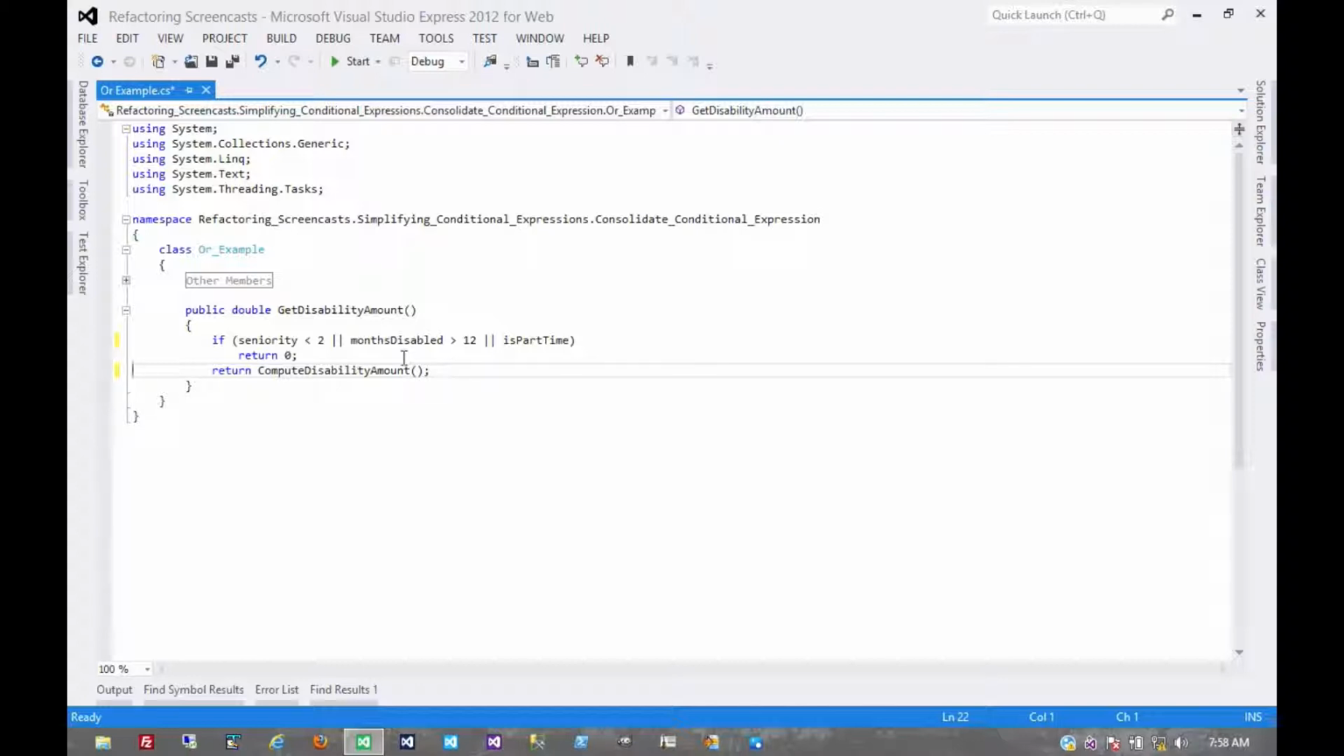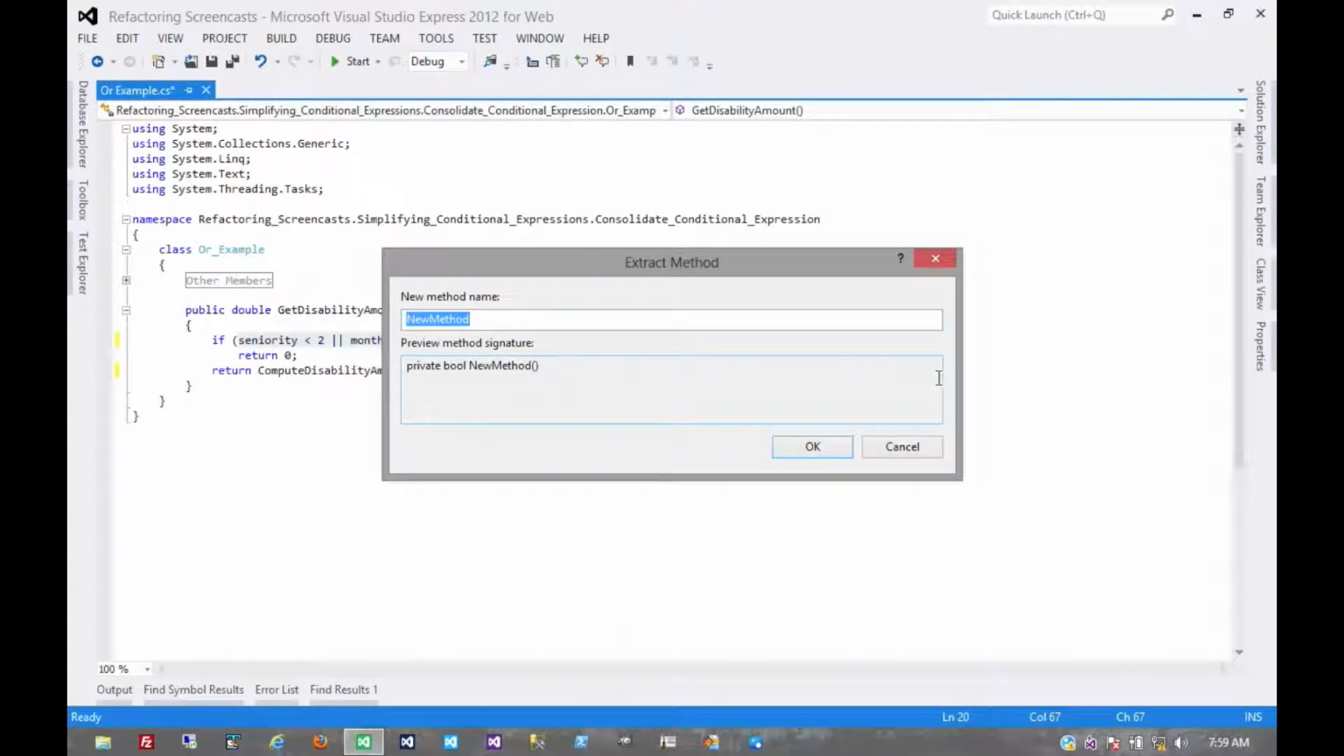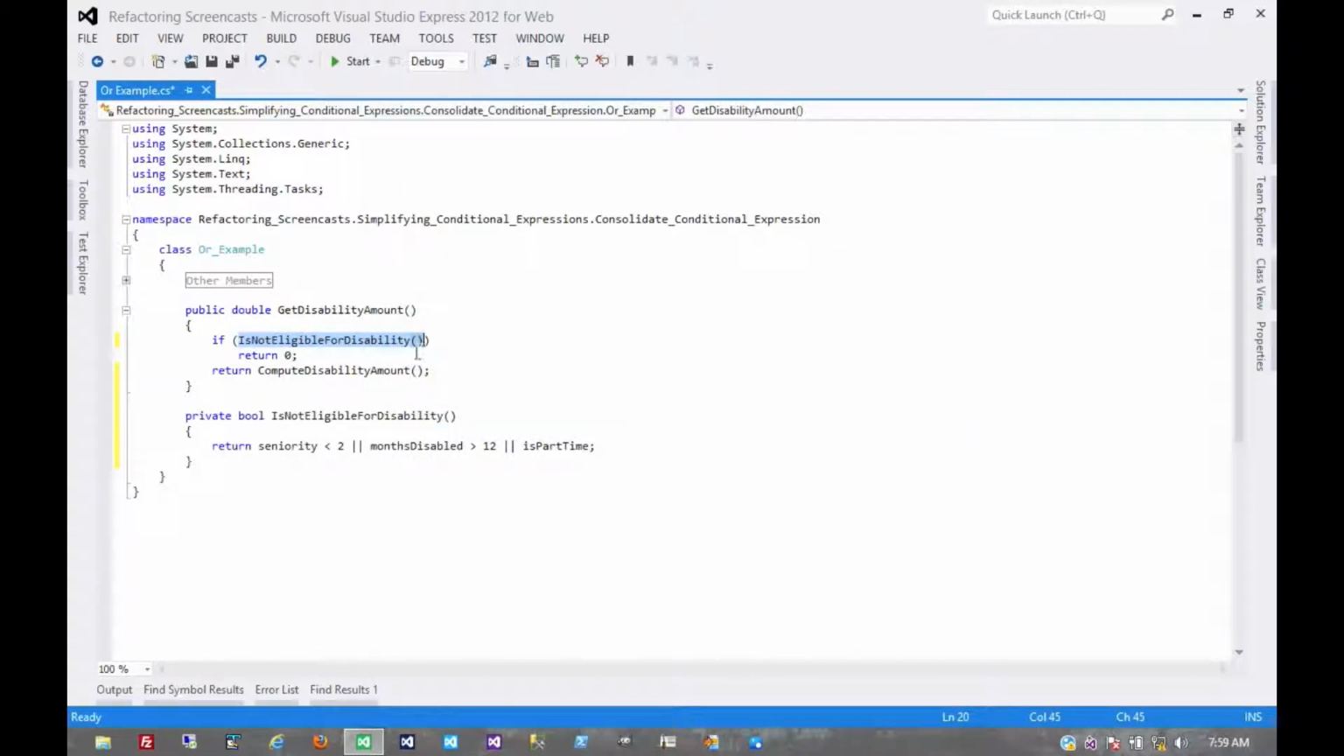So the next step would be that if it's necessary, we would want to decompose it. I think it is in this case. So we can use our built-in functionality and extract this. We'll call it is not eligible for disability. And now the overall conditional expression that we started with is much easier to read, much closer to that well-written prose. Well, maybe not well-written prose, but well-written code, I would say.